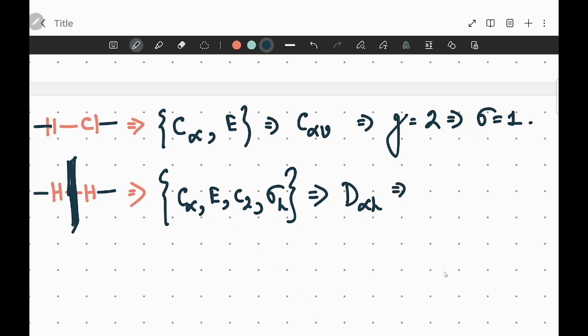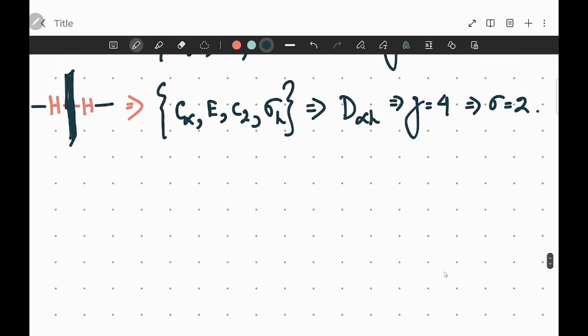So here the order of group is 4. So sigma will be 2. So in this way you can do, or otherwise I have told you earlier that you can have that rotational axis. This is the rotational axis C2. Why is it not correct? Because you can see for the H2 molecule the principal axis is C infinity, not the C2. Okay, so that's why it's not very much correct. You have to consider the total point group, then it will be correct, because C infinity is always there. So in this way, you can calculate a few other molecules.